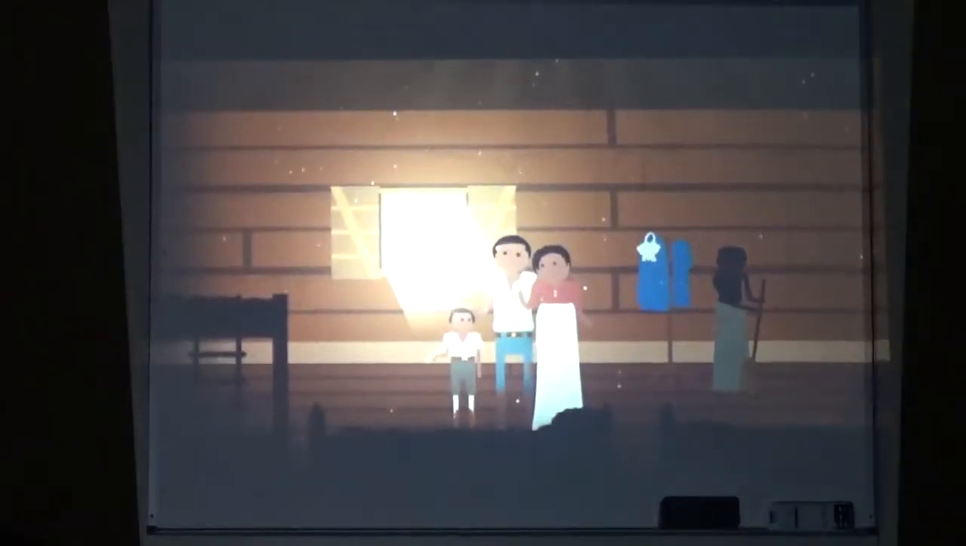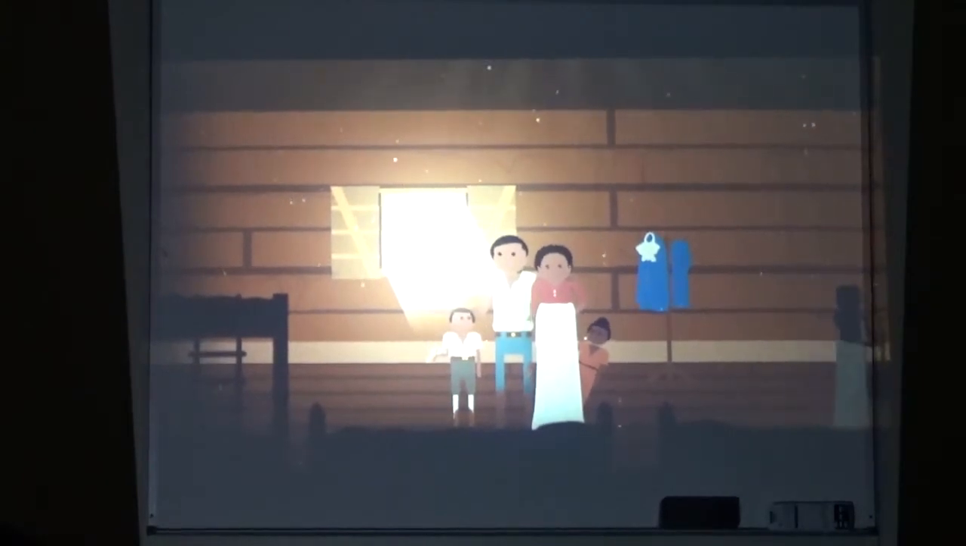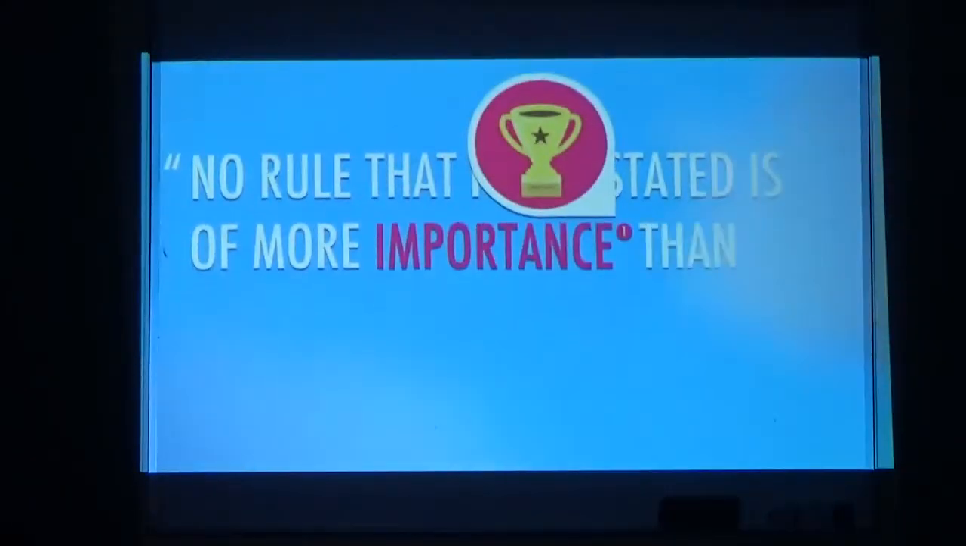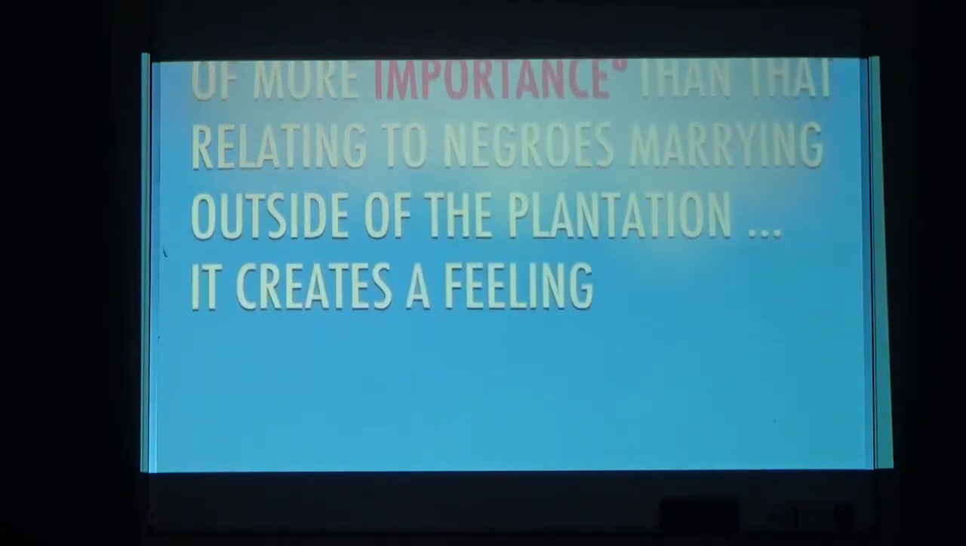Slaves' resistance to their dehumanization took many forms, but the primary way was by forming families. Family was a refuge for slaves and a source of dignity that masters recognized and sought to stifle. A paternalistic slave owner named Bennett H. Barrow wrote in his Rules for the Highland Plantation, "No rule that I have stated is of more importance than that relating to Negroes marrying outside of the plantation. It creates a feeling of independence."